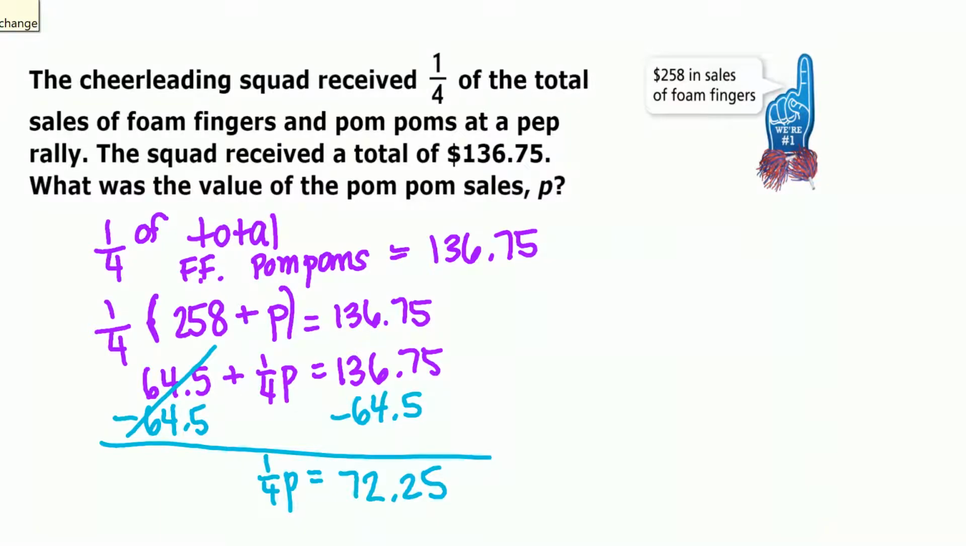Okay, this is something that you guys were having some trouble with earlier. We have a fractional coefficient, okay? You guys watched an Edpuzzle video the other day where you have to take that number and multiply by the reciprocal. So the reciprocal of 1/4 is 4/1. So we're gonna do that on both sides because what happens here is your 4s reduce, your 1s reduce, and really all you're left with is that P. And so we're gonna do 72.25 times 4. And get 289. So the value of the pom-pom sales must have been 289.